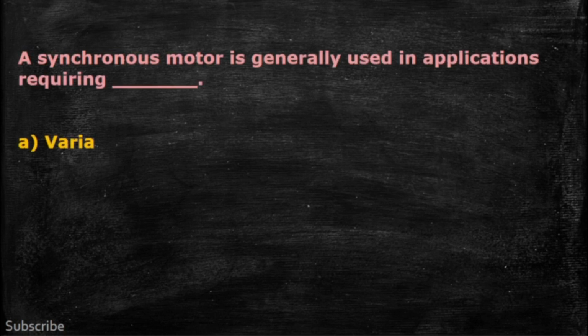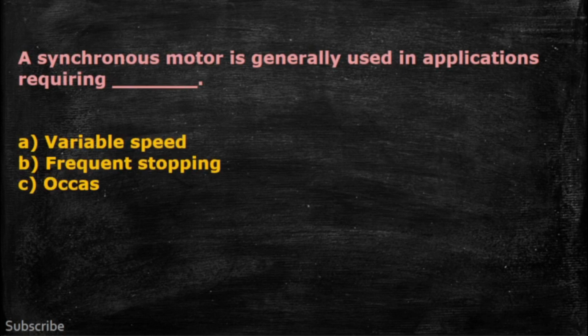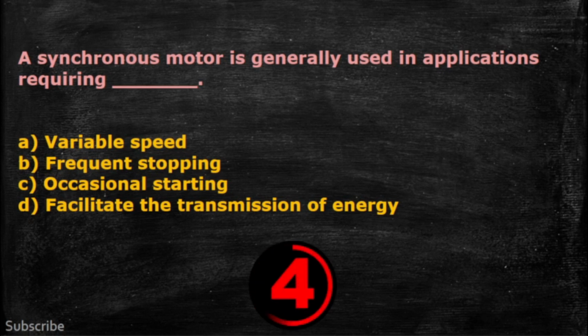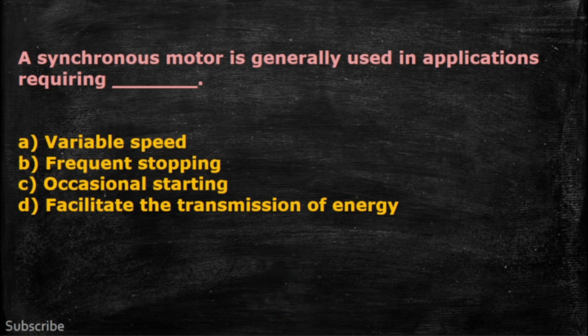Question number 50. A synchronous motor is generally used in applications requiring blank. A. Variable speed. B. Frequent stopping. C. Occasional starting. D. Facilitate the transmission of energy. The correct answer is letter C, occasional starting.